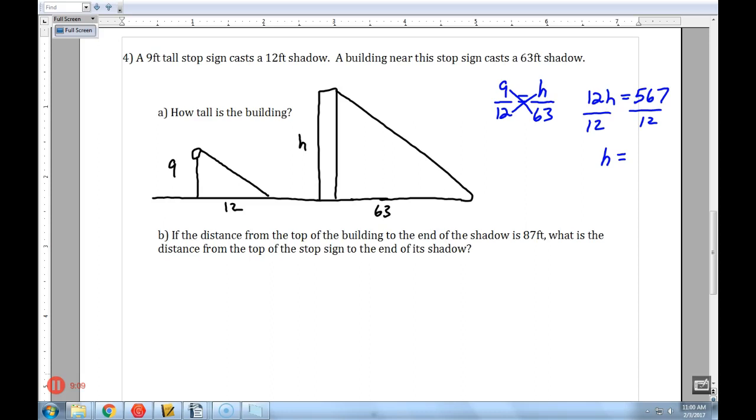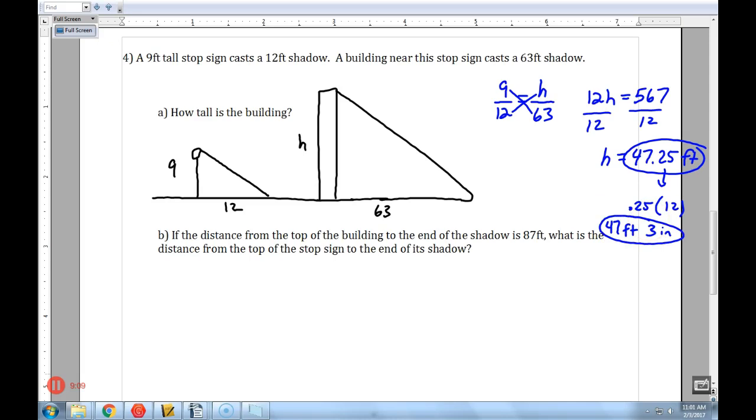I punched something in wrong. 47.25 feet. That's decimal feet. Now if I wanted to change this into inches, I go 0.25 times 12, and a quarter of 12 would be 3 inches. So 47 feet, 3 inches would be the exact height of that building.